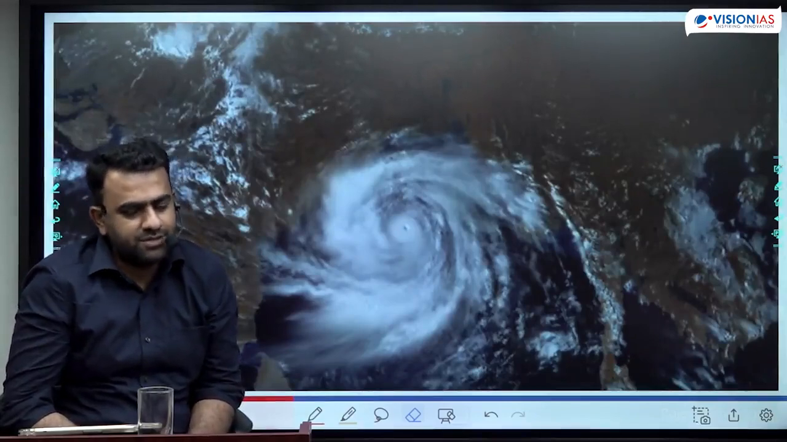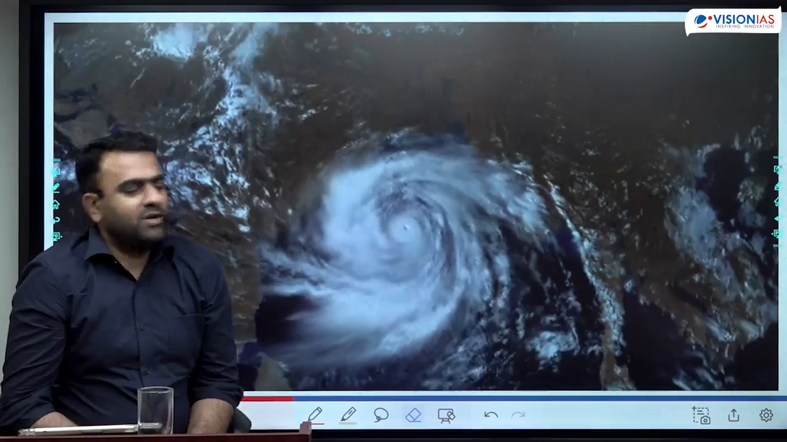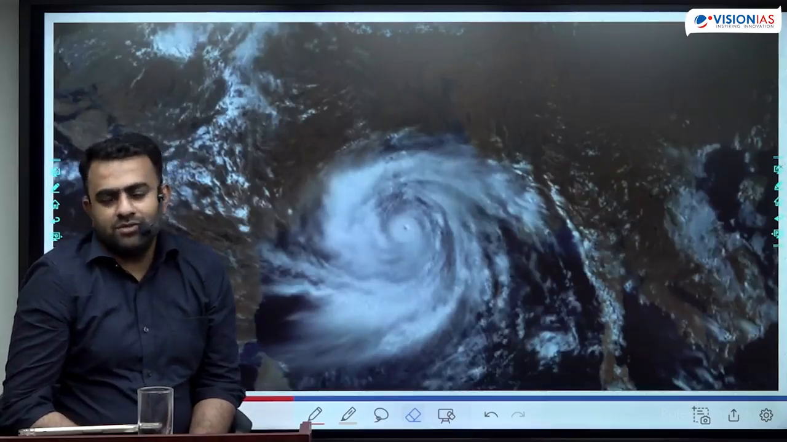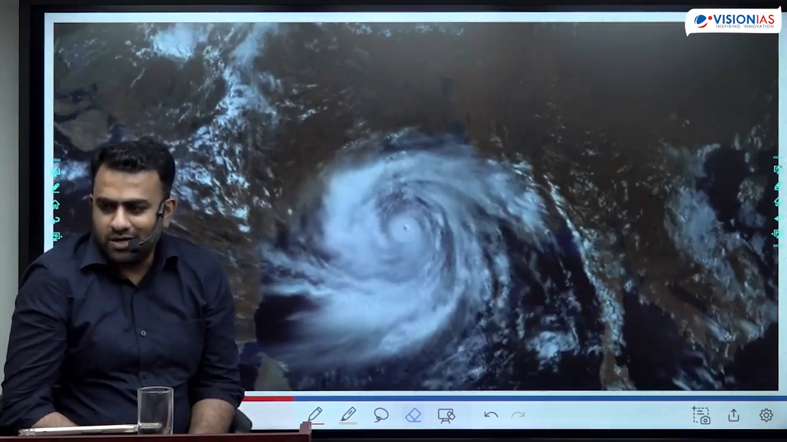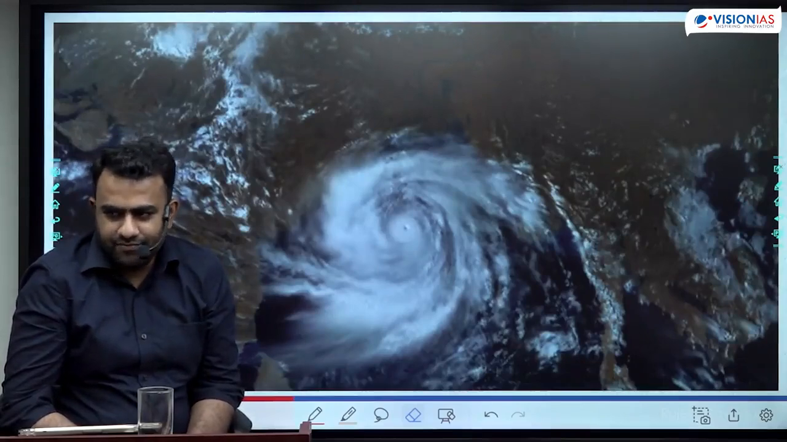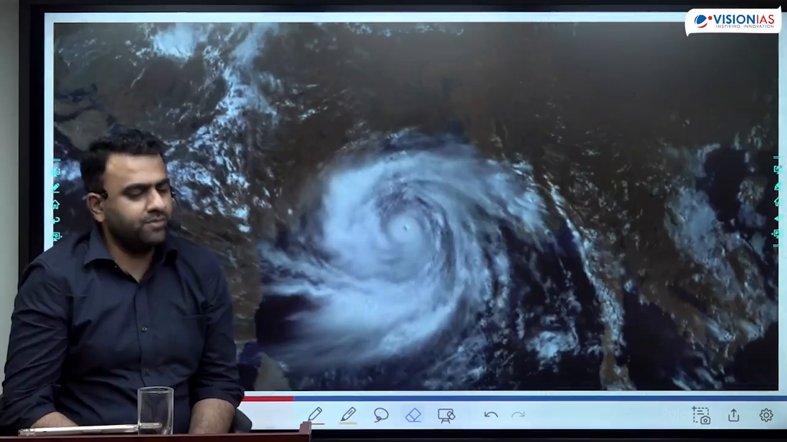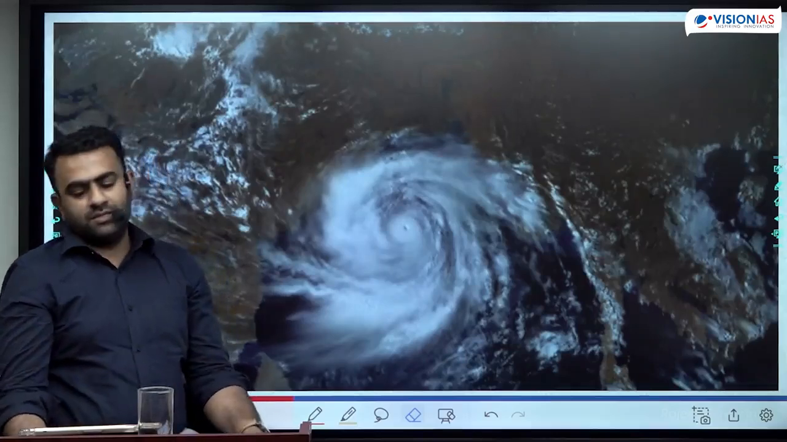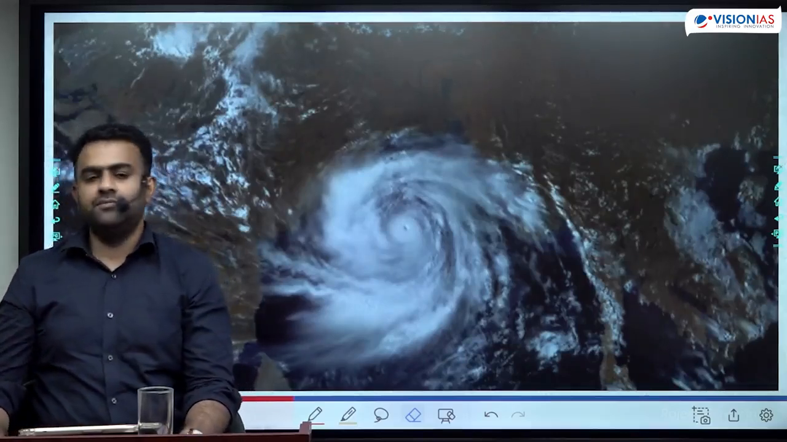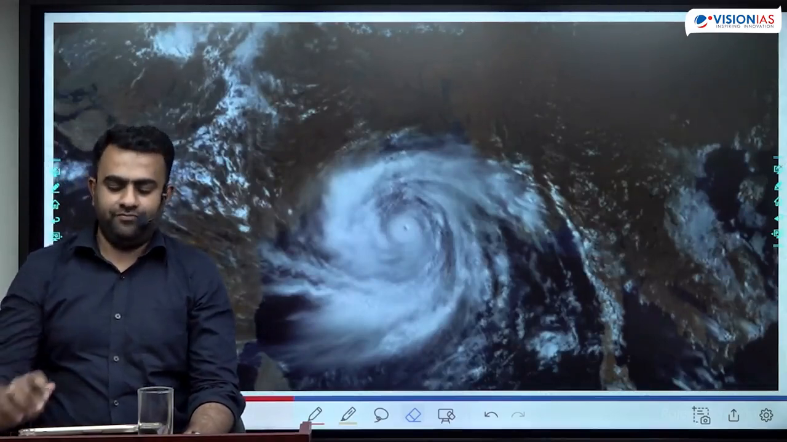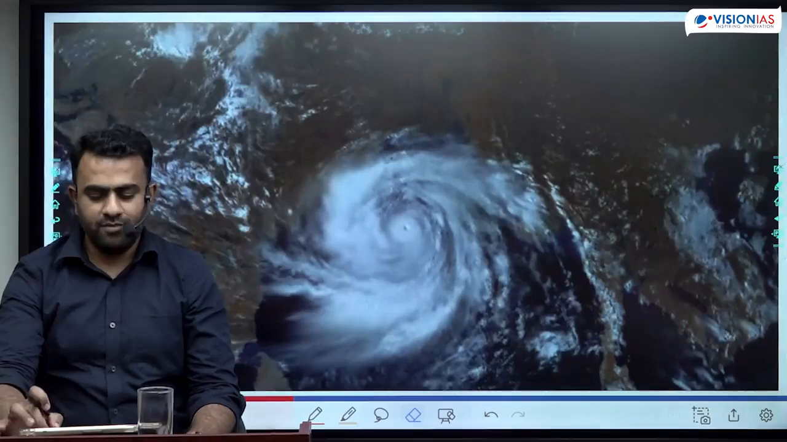Heavy rainfall, heavy winds. But once it enters the land, it becomes weaker because it cannot support a very strong convection and cloud system. Only over the oceans it remains strong. These systems are called tropical cyclones. How exactly they are formed, we'll discuss. इसके बारे में हम बात करेंगे.